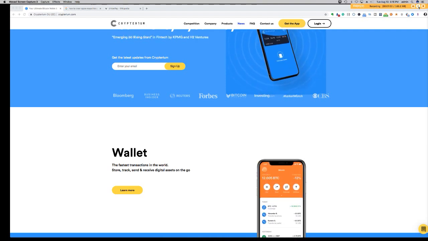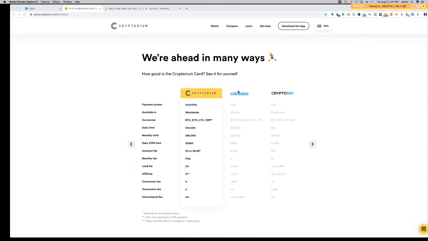Many of the ATMs that I've seen actually have the UnionPay logo, and you're actually able to utilize your UnionPay card there. So I must say that a positive to the Crypterium card or their brand is that their website is well put together. It is very easy to navigate, and the comparison on the website between the Crypterium card and the other competing products is very easy to navigate and compare.